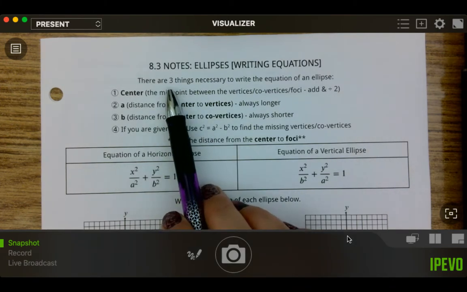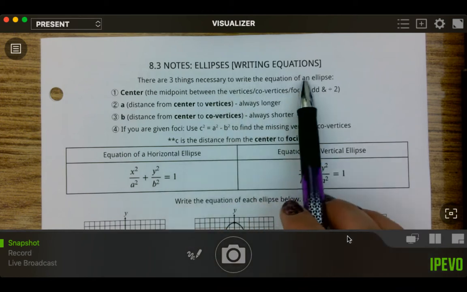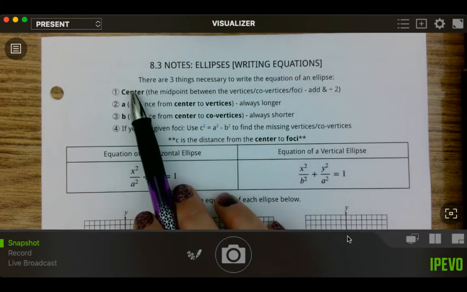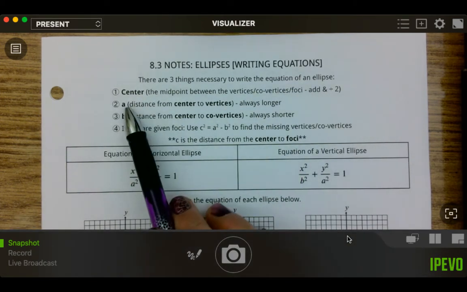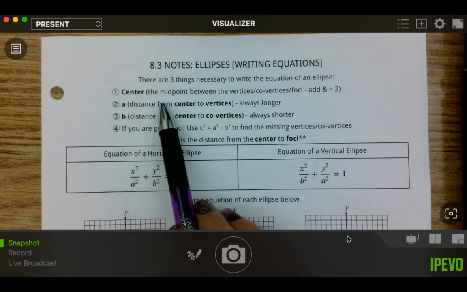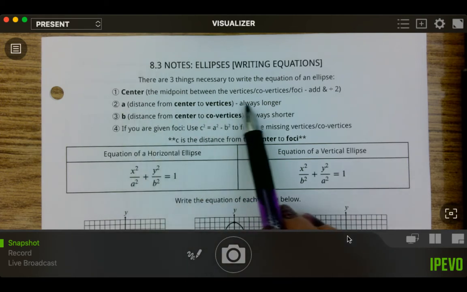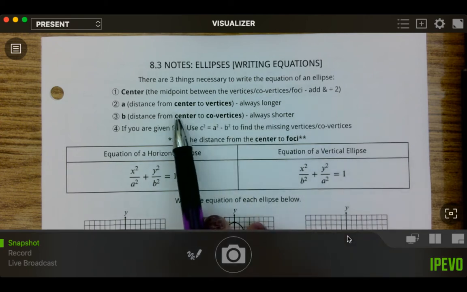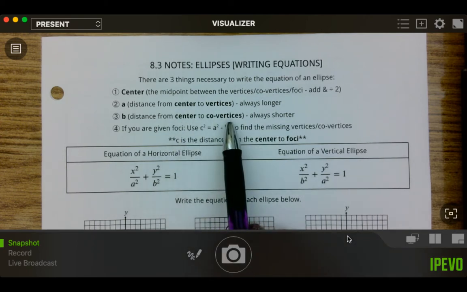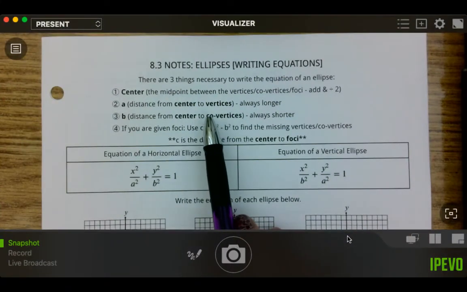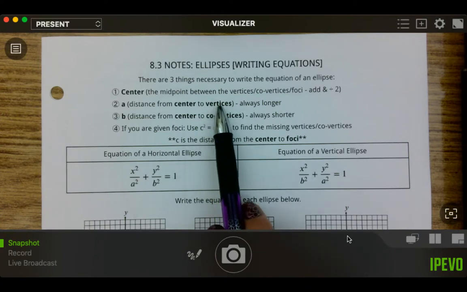There are three things necessary to write the equation of an ellipse: the center, the distance from the center to the vertices, which we're calling A. It is always the one that is bigger than the one in between the center and the co-vertices. When you are looking at an ellipse, the only way to tell the difference between these two is that these are further apart and these are closer together.